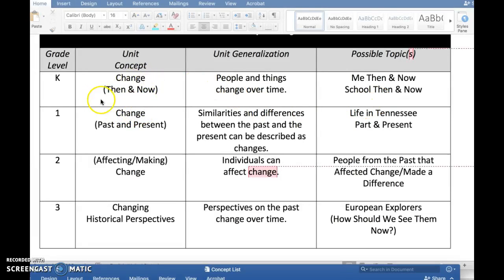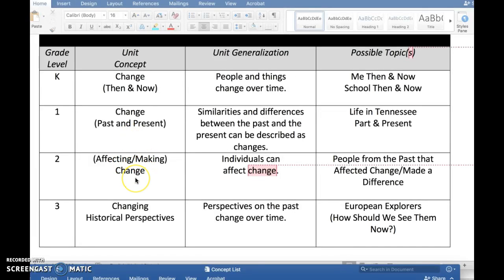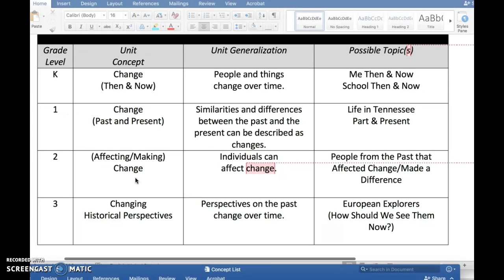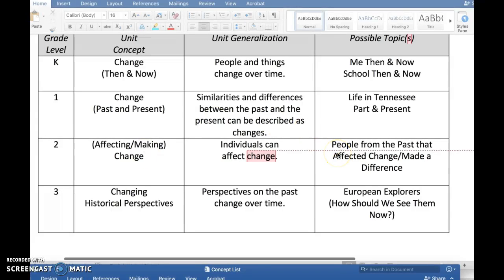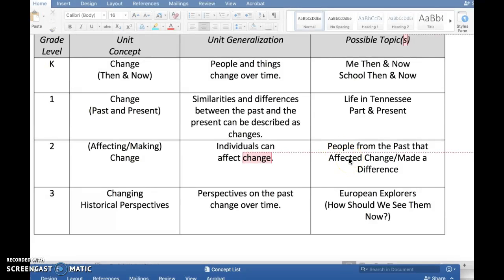So I have some qualifiers here too. Change with a focus on then and now. Change with a focus on past and present. Here I'm switching the use of the word change a bit, I recognize, to a focus on individuals and people. This is suggested in the standards, but a focus on people like Martin Luther King, for example, who affected change, and people from the past who affected change or were difference makers. So that's a way to bring that study of individuals into this framework.